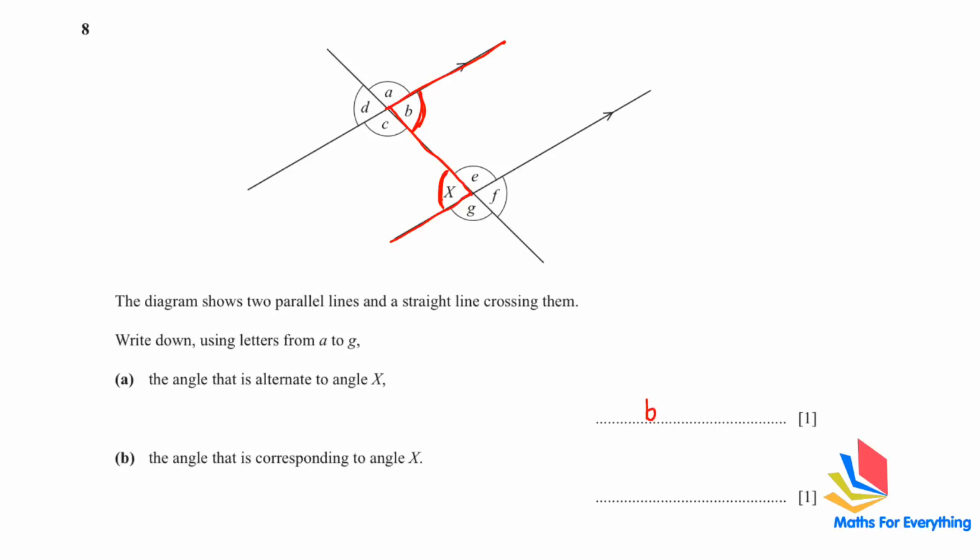And then part B, the angle that is corresponding to angle X. Corresponding is it makes an F. So this is here D with X. So the angle that it is corresponding to angle X is D.